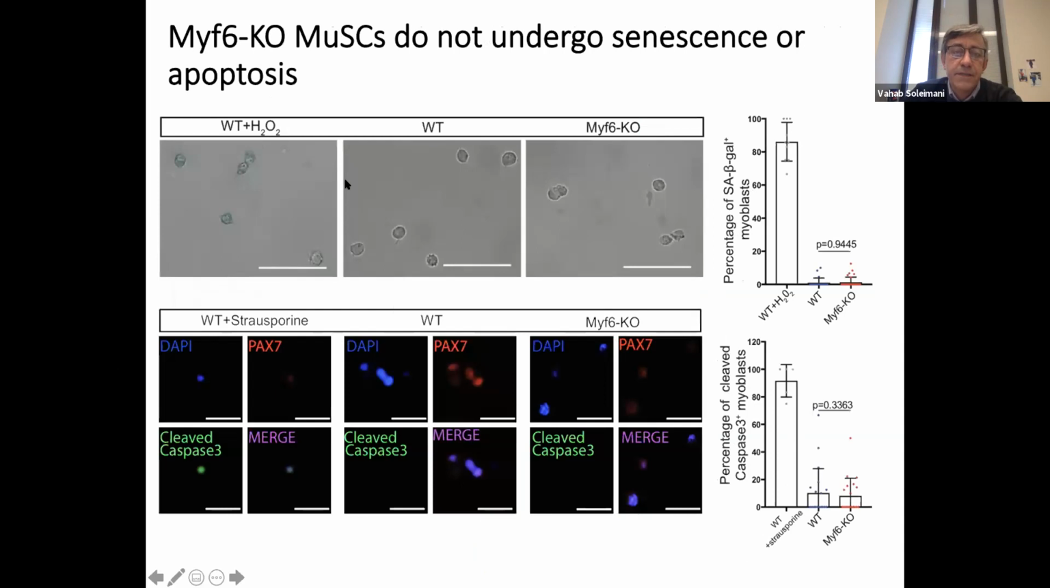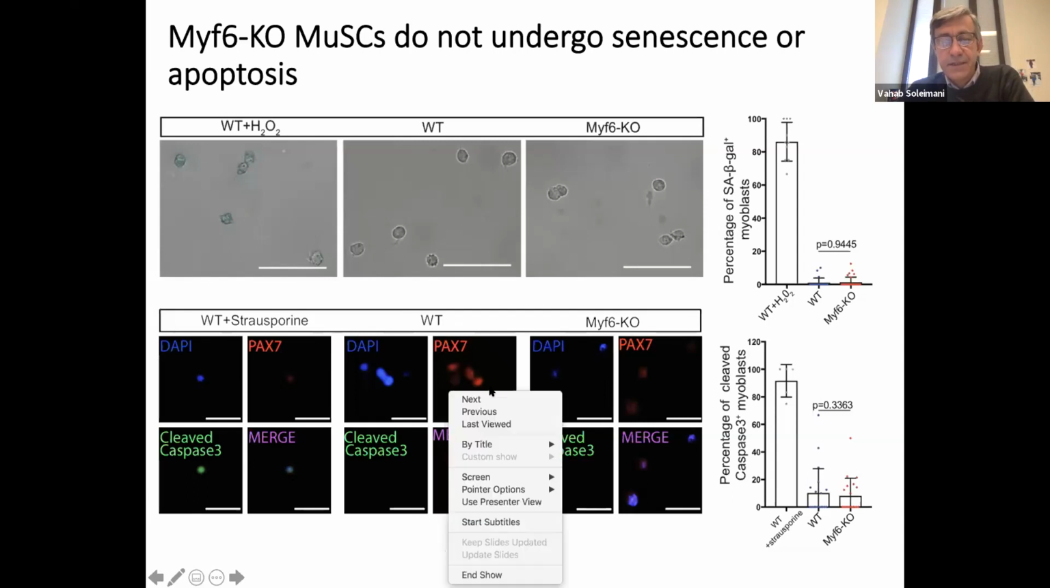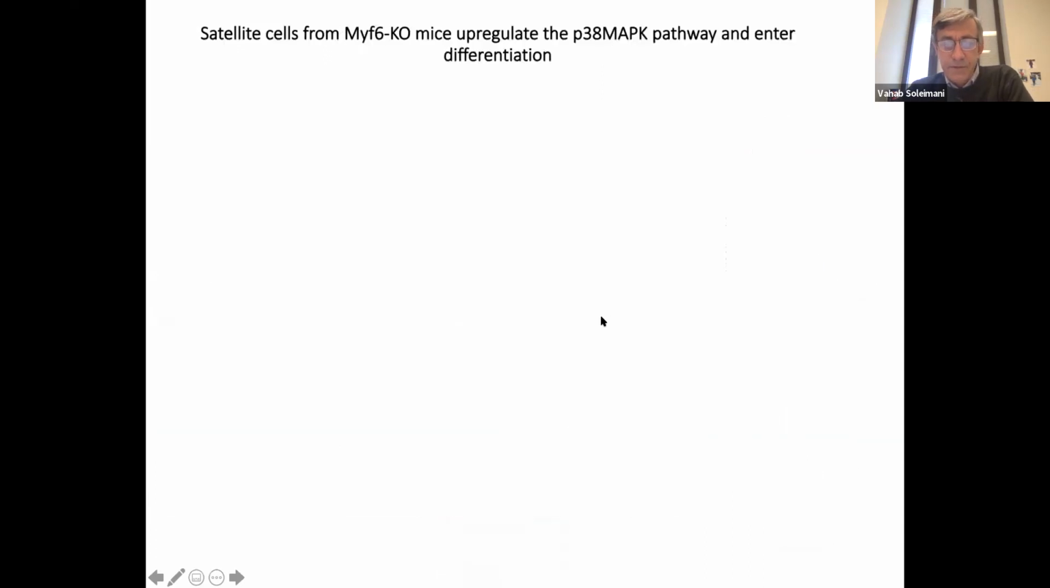They're either going through senescence, which we tested with SA beta-gal staining. This is our positive control with hydrogen peroxide, and in the comparison between wild type and knockout, we don't see any difference. So these cells are not going through senescence. Then we looked at apoptosis, and again, this is our positive control with staurosporine. And again, we don't see any difference between wild type and MIP6 knockout. So these cells are not lost to apoptosis, they're not lost to senescence, they're actually lost to differentiation.